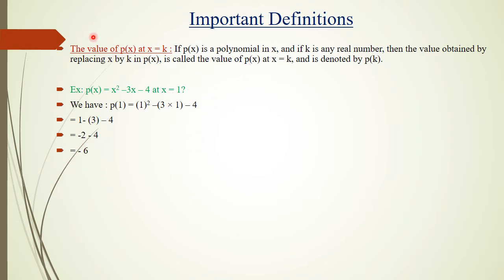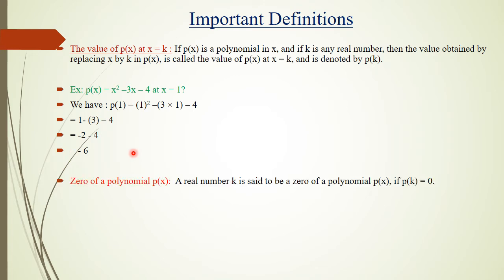This is nothing but the value of p of x at x equal to k. K can be any constant term, which means we are replacing x by any constant number, that is k. So after doing such a replacement, whatever value I am getting, that is called as what? Value of p of x at x equal to k.